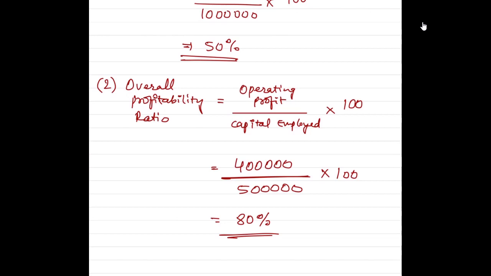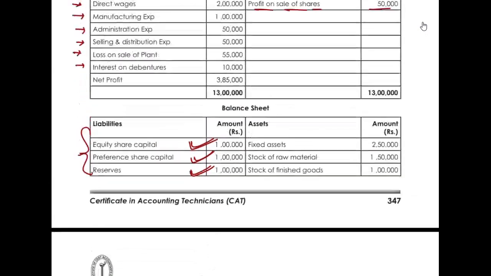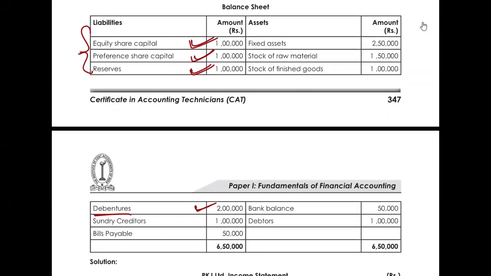Gross profit was 50%. Then the third thing which we are required to calculate is the current ratio. So what is the current ratio? That is the current asset divided by the current liabilities. What is the current asset over here? So again, you need to refer the balance sheet.